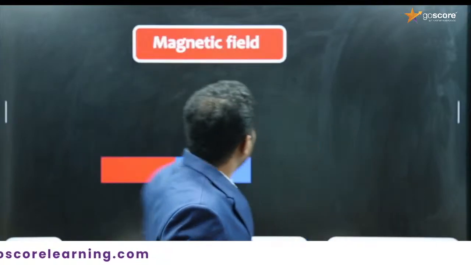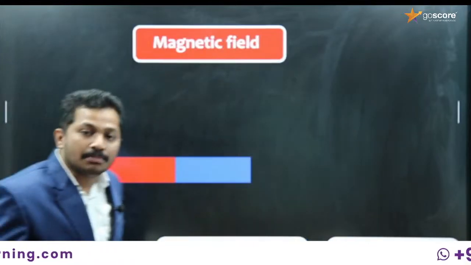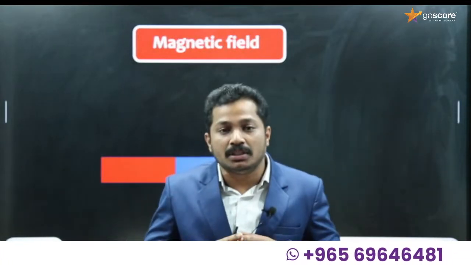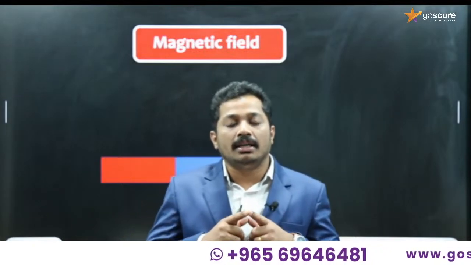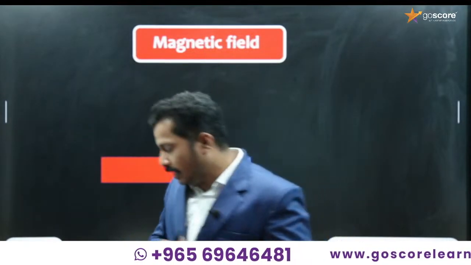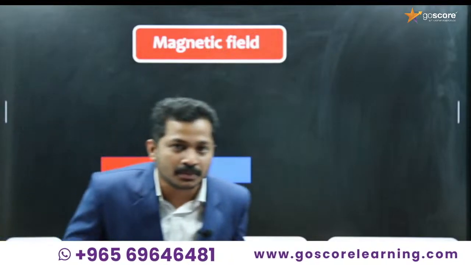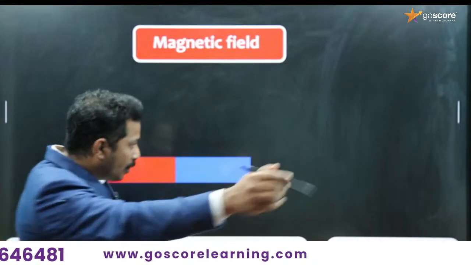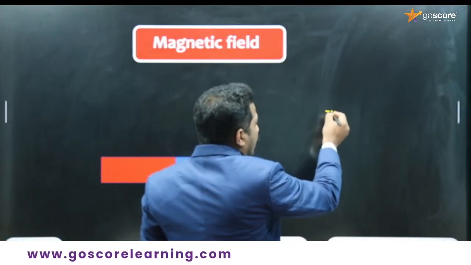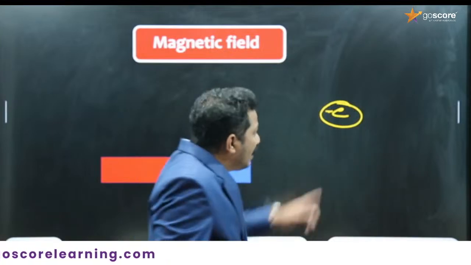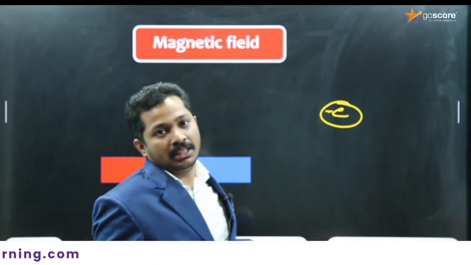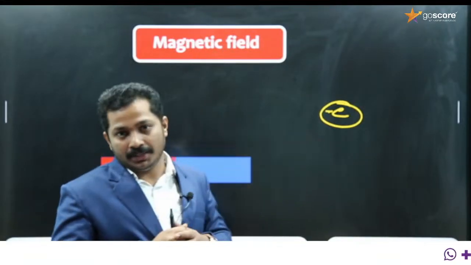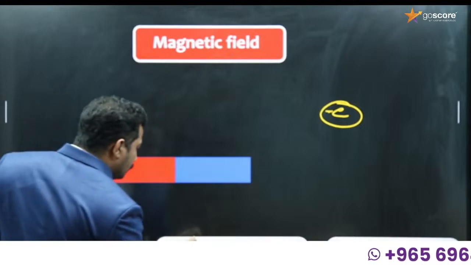Moving on to the magnetic field. What is a magnetic field? Any idea? In the first chapter of grade 12 physics, you learned about the electric field. What is an electric field? Do you remember? Consider an electric charge. The region around this electric charge in which its influence can be felt is what is called the electric field. Similarly, consider a magnet.